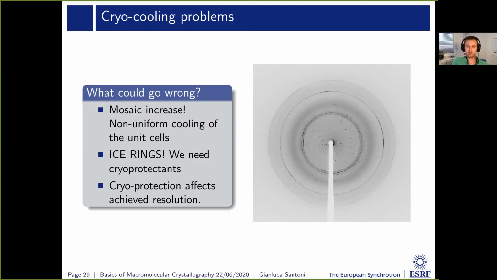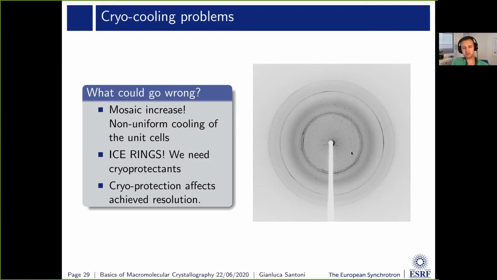Those will create problems at two levels. At first, too much ice will disrupt the crystalline order inside the protein crystal, again destroying the diffraction capabilities of our crystal. In the best case, we just lose some resolution. In some cases, the ice will completely disrupt the crystalline order, and we will just be left with ice rings and no protein diffraction at all.